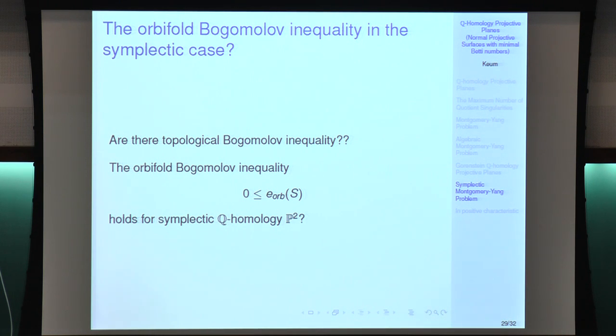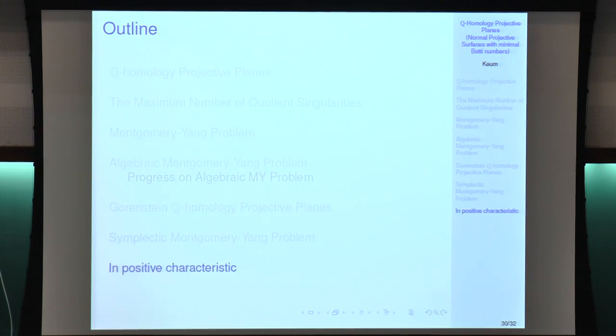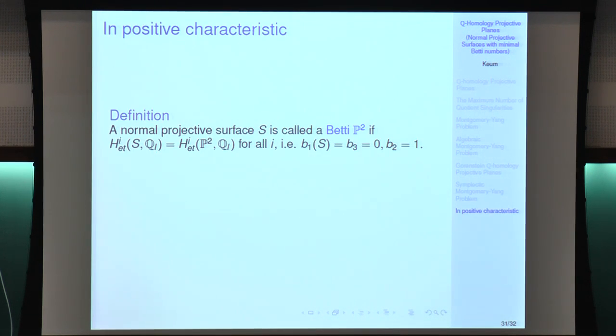So in positive characteristic, you can also define, so this is now in algebraic geometry, a normal projective surface S is called a Betti P2 if it has the same Betti numbers as P2. Here in positive characteristic, singular homology doesn't make sense, and singular cohomology doesn't give us much information as a sheaf cohomology.